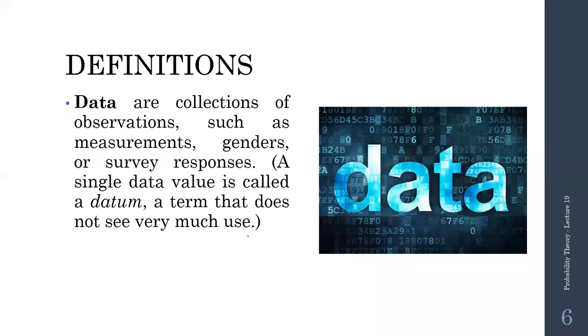Definitions. What is data? Data are collections of observations such as measurements, genders, or survey responses. A single data value is called a datum, a term that does not see very much use. So we always use the word data, which is the collection of observations, measurements, genders, or survey responses.